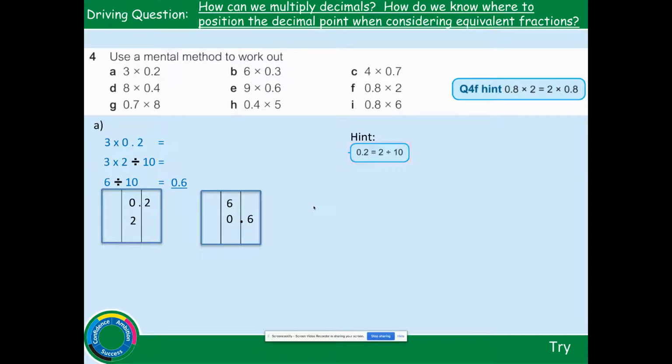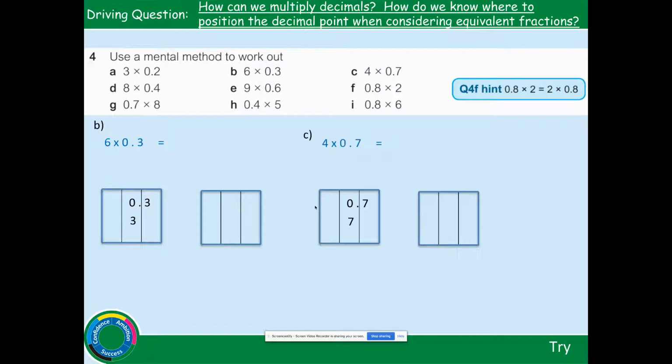Right, okay, let's try B and C. Right, so B is 6 times 0.3. I'm going to multiply by 10 to make that a whole number, and then I must divide by 10. So 6 times 3 is 18. So 18, divide by 10. My digits are going to move over here. There's a decimal in here. So 8 is going to come into the tenths. 1 is going to go into the ones. So I'm going to end up with 1.8, and that's my answer.